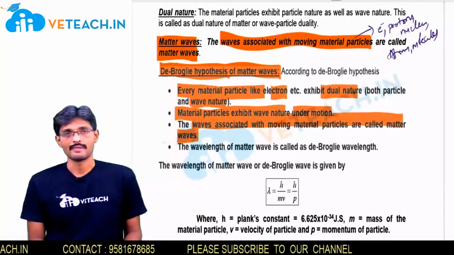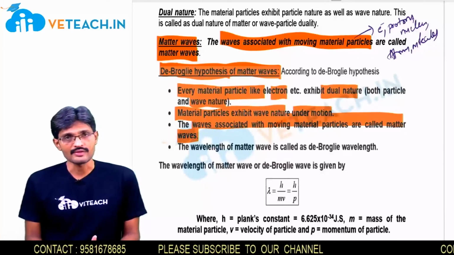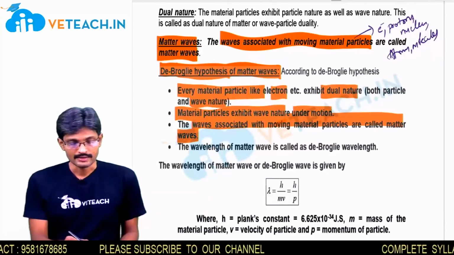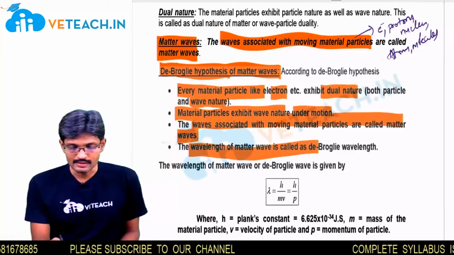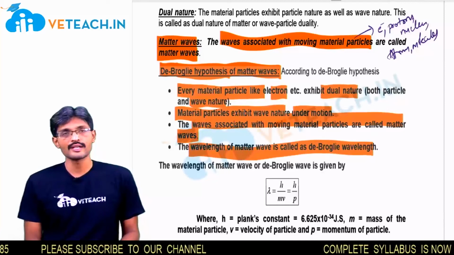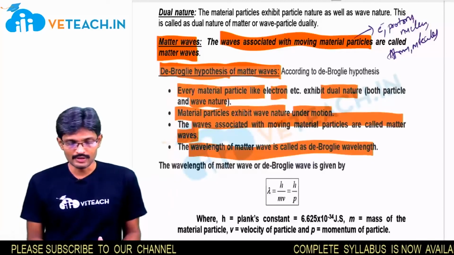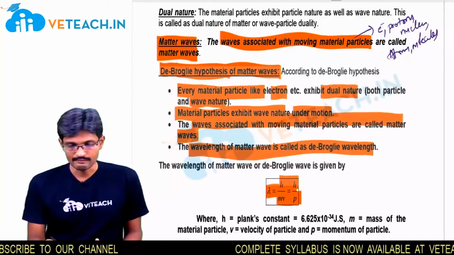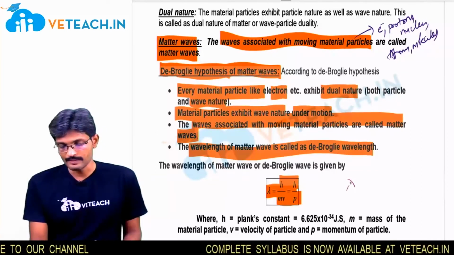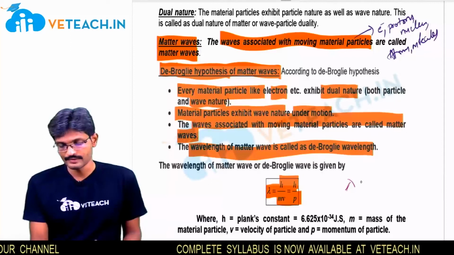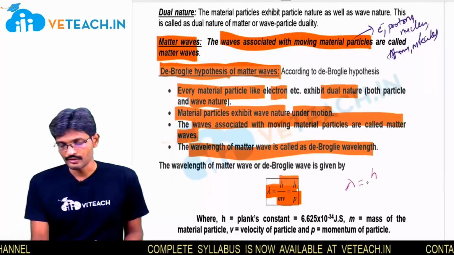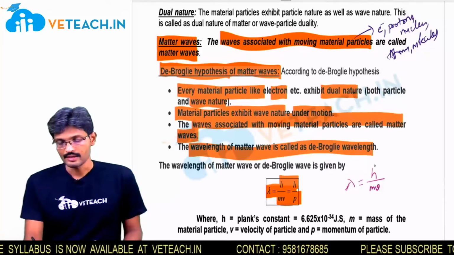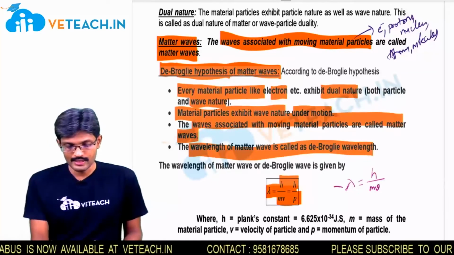When the particle possesses waves, it should have some wavelength, and that wavelength of the matter waves is called the de Broglie wavelength. The de Broglie wavelength lambda is given as lambda equals h by mv. Lambda, the de Broglie wavelength of the particle, is equal to the ratio of Planck's constant h by mv. And this is called the de Broglie wavelength.